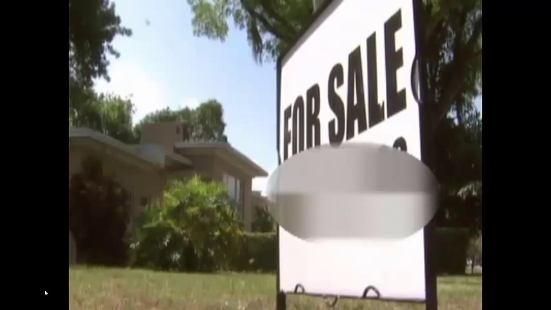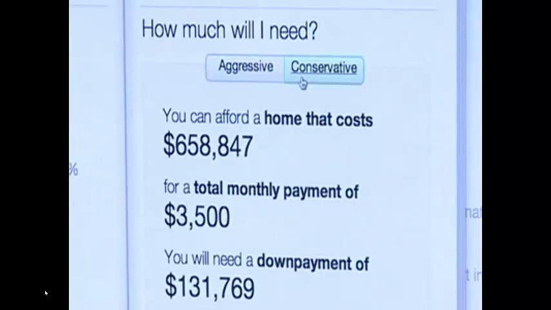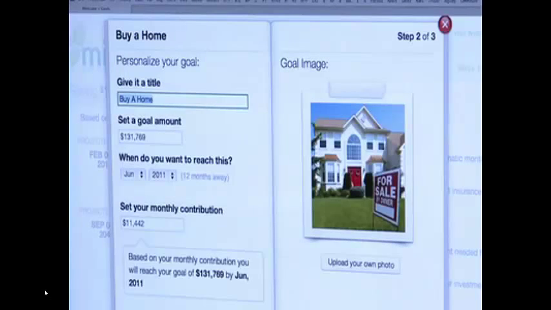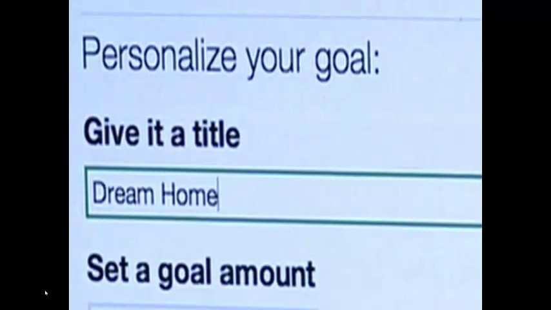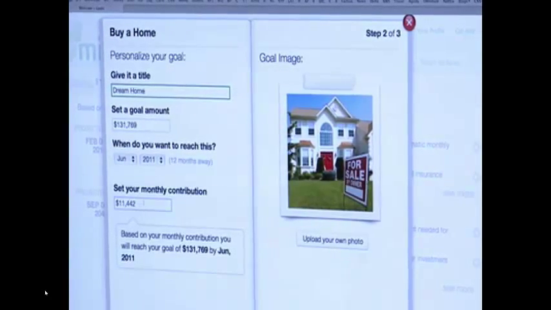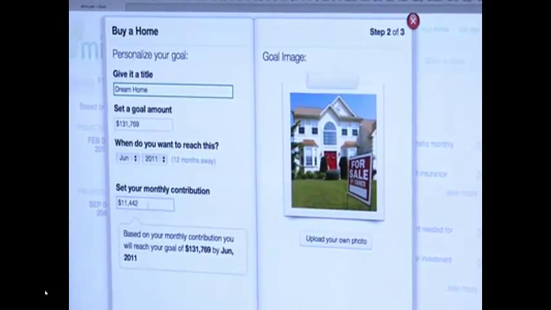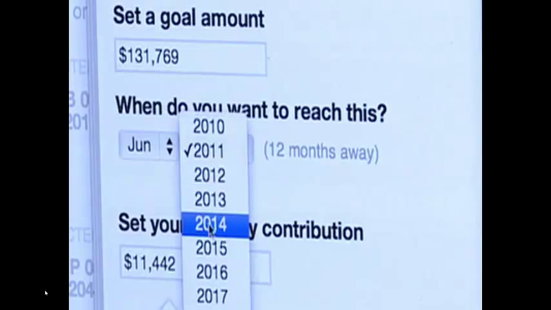So you put in your income, and it says you can afford a home that costs about $800,000. It's going to be a $4,100 monthly payment. That's the aggressive assumption. Here's what it would be if it was more conservative. So it says if you're saving up 20% down, you need $131,000 for your down payment. So you click next, give it a title, Dream Home, and then you can set a date for when you want to achieve this. As you set a date, it adjusts what you need for your monthly contribution. That monthly contribution looks very large, so I'm going to say, you know what, this is a few years out.